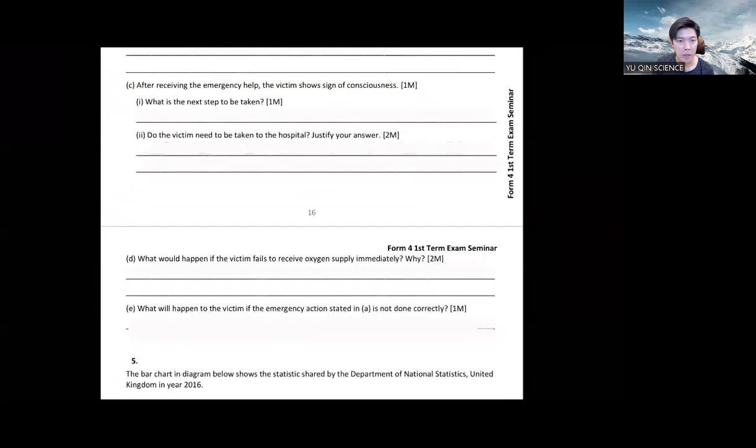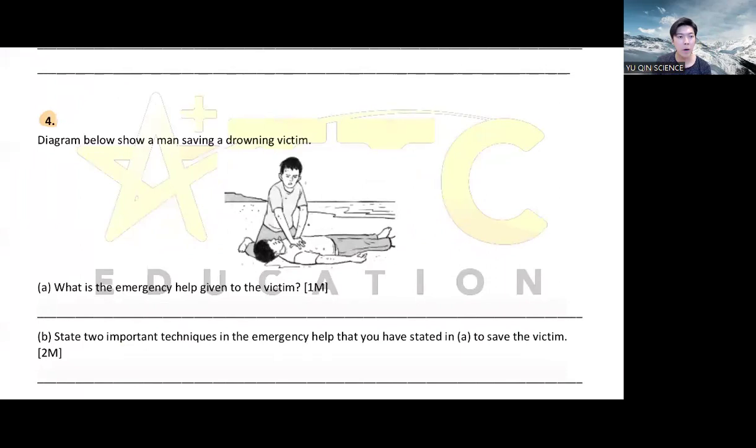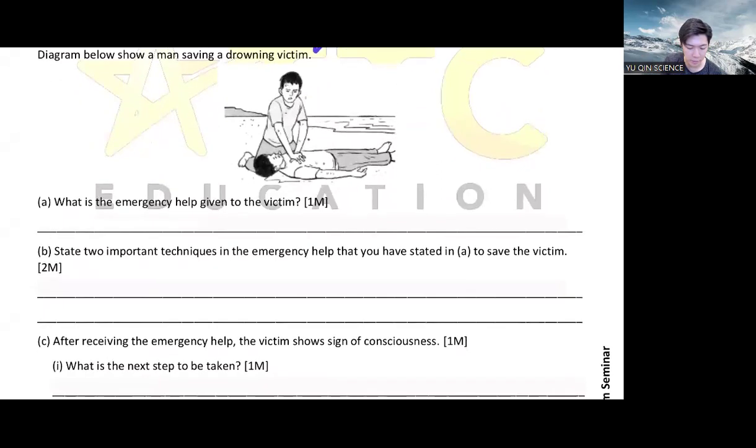CPR. Okay. Page 16, question number 4. Question number 4, everybody. Okay, all good. Okay, obviously this is drowning. Drowning must be CPR, but you must write the full name. Cardiopulmonary resuscitation. The full name.